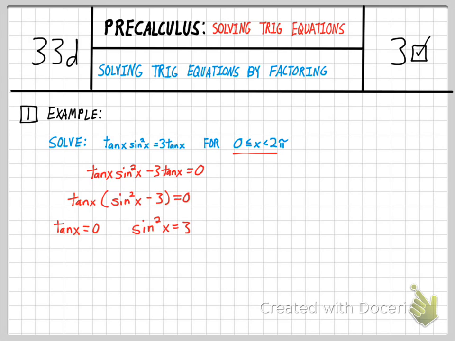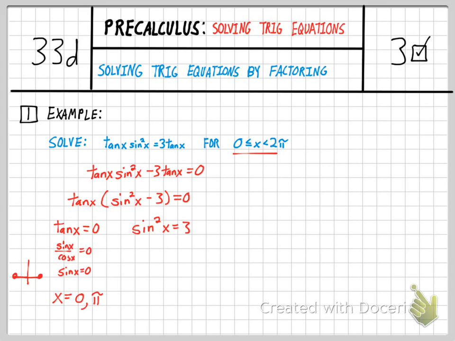Let's start off with the left one. If I have a tangent equal to 0, remember that means that the sine over the cosine would have to equal 0. And that's actually the same thing as saying the sine x equals 0. So we should be thinking about kind of this angle and this angle as the two places where that happens. And my solution to this part of the equation then is 0 and pi.